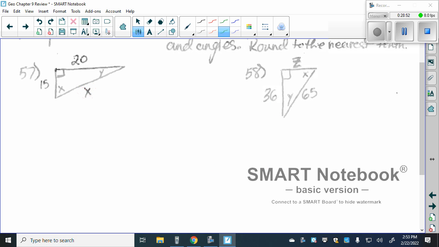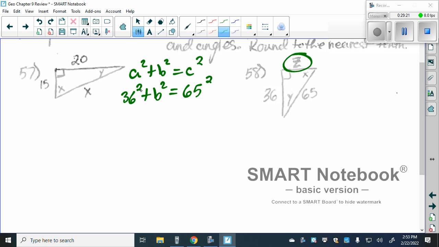Because the only thing that would change for 58 is that we're solving for a side length instead of the hypotenuse. Do we want to see this one work? Yes. Okay. Now for this one here, we're going to start off by using the Pythagorean theorem. A squared plus b squared is equal to c squared. Now, c, our hypotenuse, is given as 65. We don't know b squared, but we know a is 36 squared.